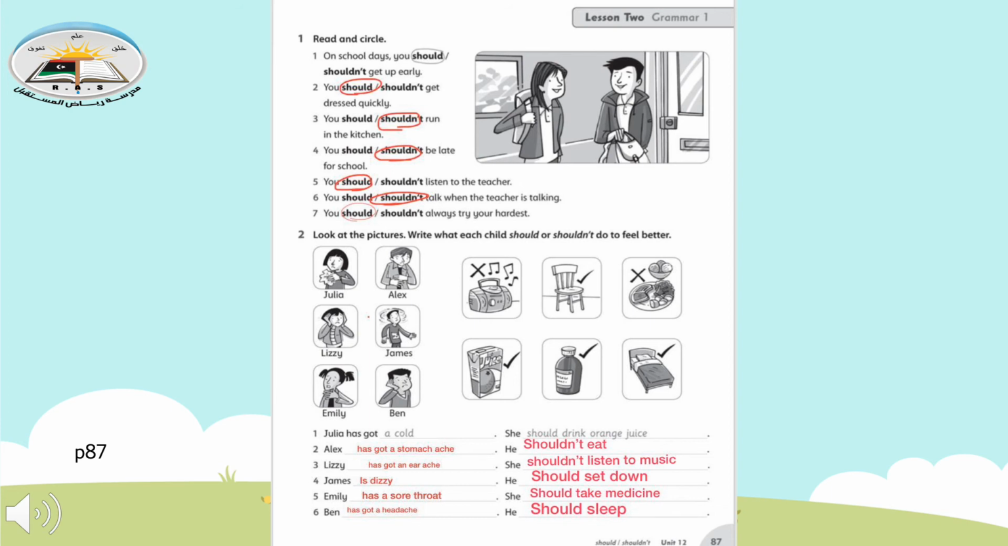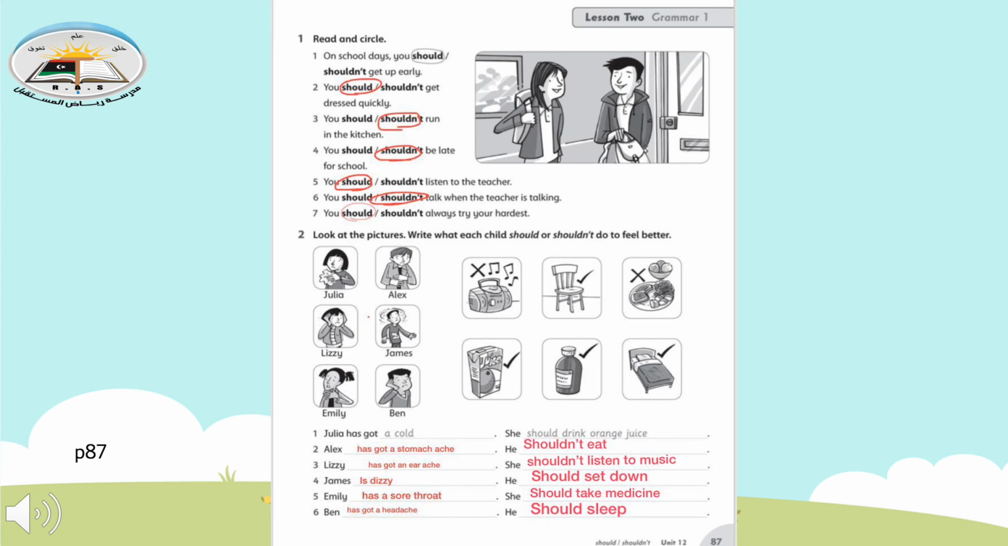Number 7. You should or shouldn't always try your hardest. You should always try your hardest. Circle should. Now, all over again. Number 2. Circle should. Number 3. Circle shouldn't. Number 4. Circle shouldn't. Number 5. Circle should. Number 6. Circle shouldn't. Number 7. Circle should.